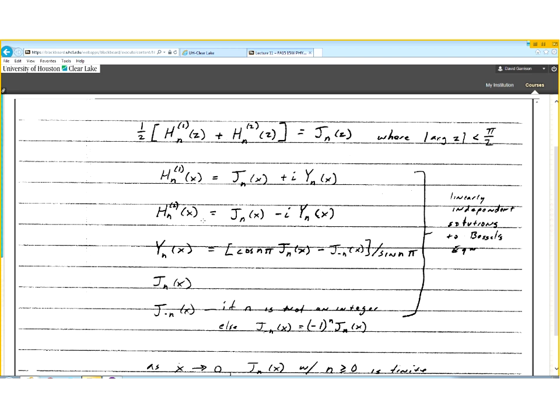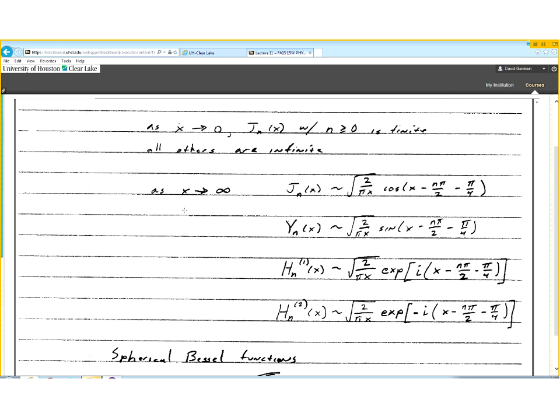You have one Hankel function, which is taking the J Bessel function and adding i times the Y Bessel function. You have another one, which comes from taking the J Bessel function minus i times the Y Bessel function. And when you take the differences between these, you can see that the Y Bessel function has to be equal to this. And then, we also define J sub n and J sub minus n. All together, these form all the linearly independent solutions to Bessel's equation which are possible.